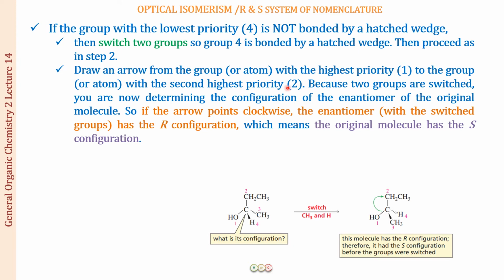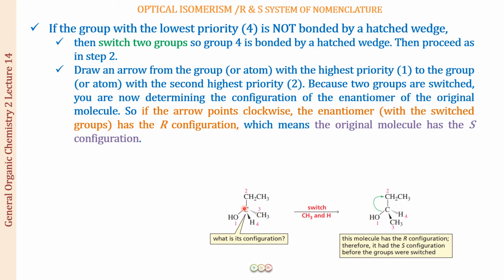Now, very importantly, because the two groups are switched, you are now determining the configuration of the enantiomer of the original molecule. Do you remember this? We studied it in lecture number 2 of optical isomerism. While we were talking about the chirality center, with the help of models, I showed you that if you switch the position of any two groups, you get the enantiomeric form of the molecule. And if you switch three groups together, you get the original molecule back again. This is what I showed you with models.